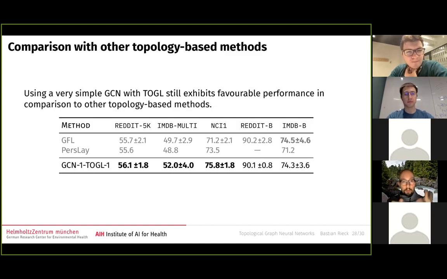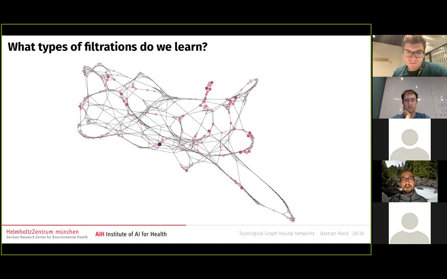Now, the comparison with other topology-based methods is maybe not so important or relevant for this type of audience, but here we're also quite good. There are some existing methods out there that do graph classification based on topological features, but ours is the only one at the moment that really leverages an end-to-end closed loop system, in the sense that we are able to work together with GNNs and are not relying on some discrete feature choices.